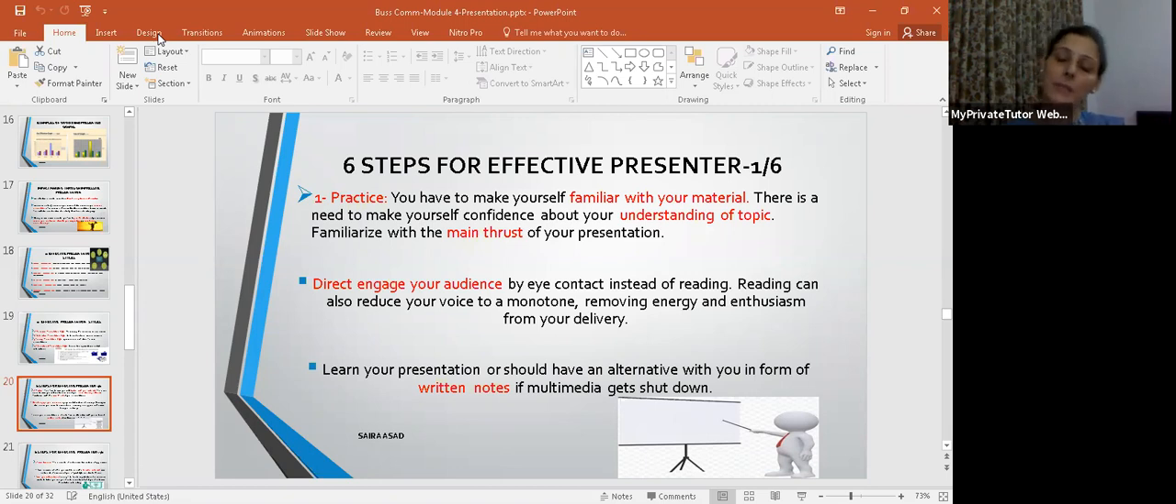If one is speaking throughout and not involving the audience, that's going to be boring. The audience is also going to get bored. They are going to lack interest. So eye contact, questioning, and making them involved in your presentation, that's going to work. Reading can also reduce your voice to a monotone, removing energy and enthusiasm from your delivery. Learn your presentation or have an alternative with you in the form of written notes if multimedia gets shut down.